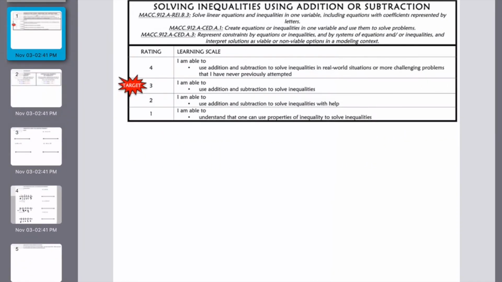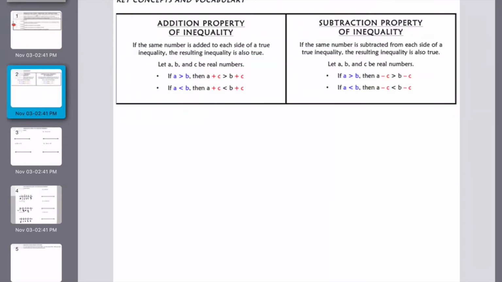Today, we're going to be talking all things about solving inequalities. We're going to talk about using addition or subtraction to solve them, and we're also going to talk about solving them using multiplication or division. But let's start with addition or subtraction. In this first part, I'm hoping that by the end of the video, you're able to use addition and subtraction to solve inequalities. So let's always start with our key concepts and vocabulary.